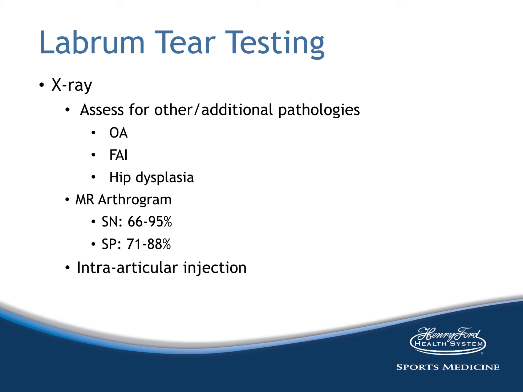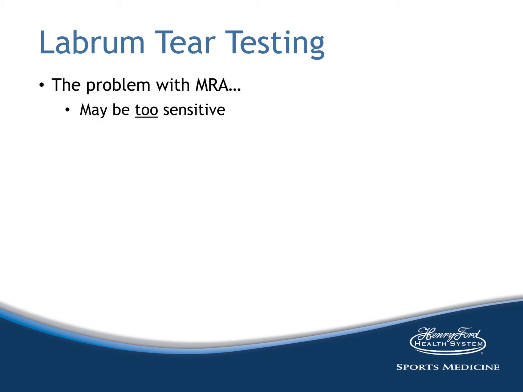X-ray assessment is necessary, primarily to assess for other or additional pathologies such as hip dysplasia, impingement, and arthritis. The diagnostic gold standard is an MR arthrogram, which has high sensitivity and specificity. Some physicians will use an intra-articular injection for diagnostic purposes. It's the advent of MRI and MR arthrogram which has led to a significant increase in our ability to diagnose this problem. However, the problem is it may be too sensitive.